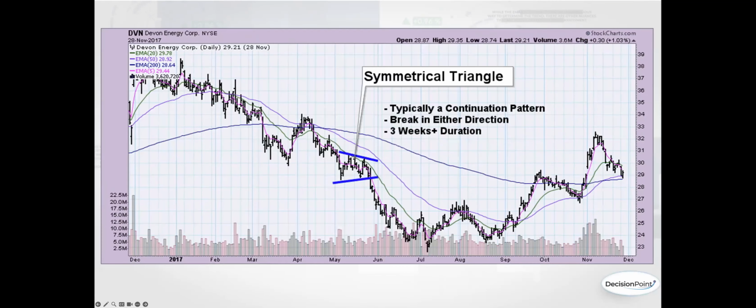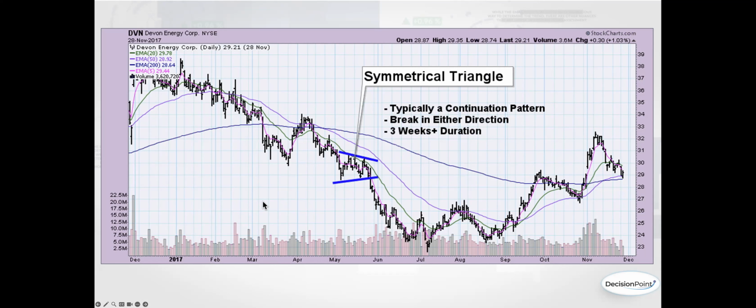The symmetrical triangle is a continuation pattern. So when you catch these, and you'll find these a lot, what you want to do is determine what the trend was prior to the formation of this chart pattern. So if you're coming down into the symmetrical triangle, your expectation is a breakdown.